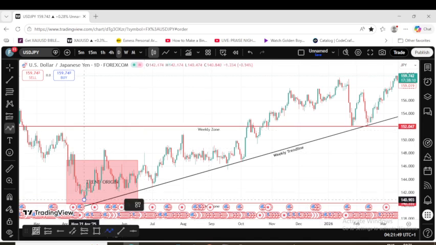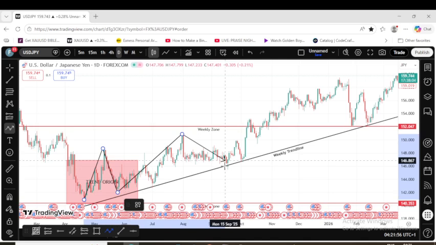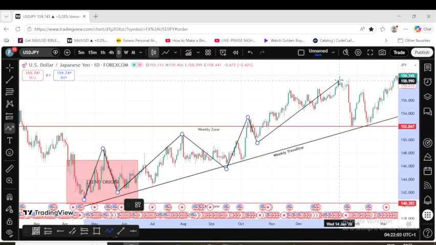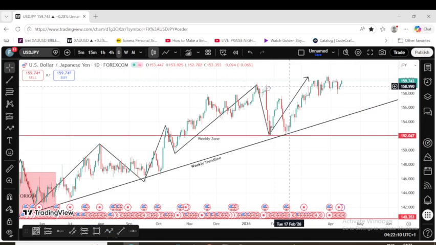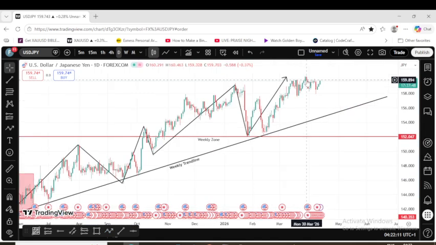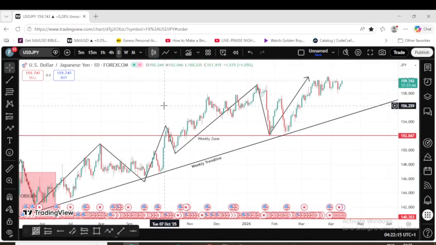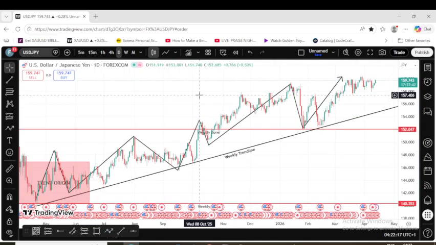So we have an impulsive move here, a correctional move here, followed by an impulsive, followed by a correctional, impulsive, correctional, impulsive, correctional, impulsive. Alright.